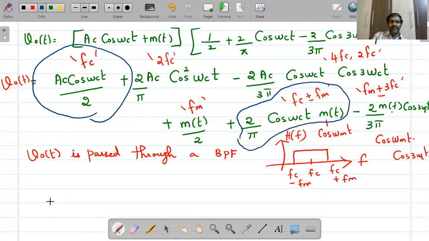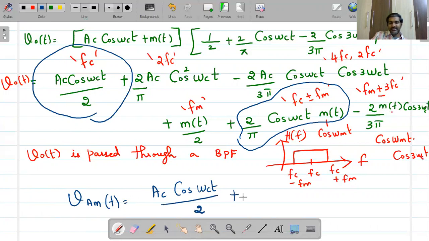Okay, so my v naught of t, or not, it is not v naught of t, it is vam of t, because the output of your band pass filter is vam of t. Correct. So vam of t will have only two components. What are those? AC cos omega ct divided by 2 plus 2 by pi cos omega ct into m of t.